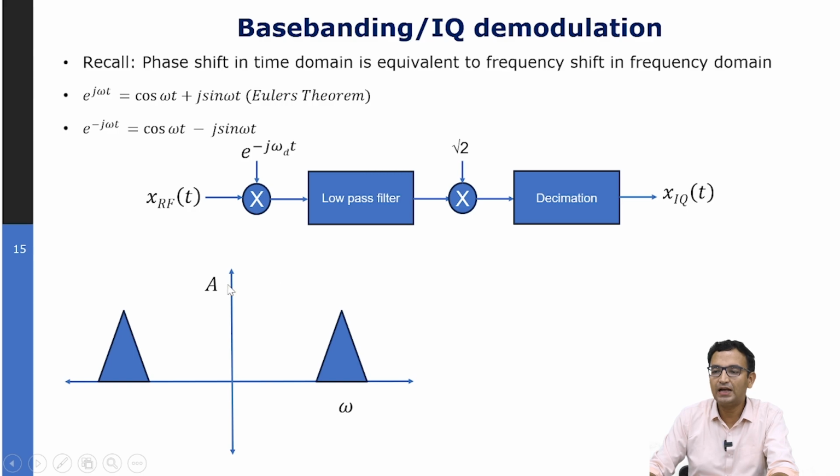So let us imagine that this data represents a real signal, right? And this is the frequency domain representation of that real signal. So this real signal has this spectrum, and since the signal is real, it will also have a replica at the negative frequencies. So this is how the signal looks initially before we give the phase shift. Now, once we give the phase shift in the time domain, it will lead to a frequency shift in the frequency domain.